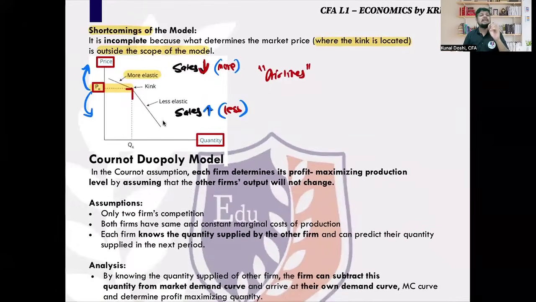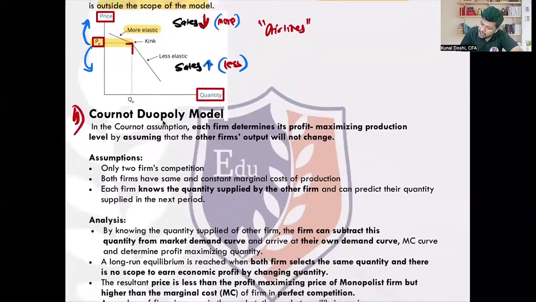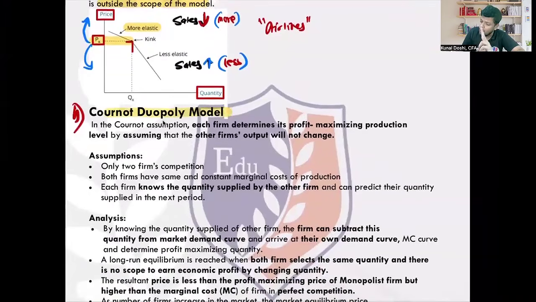Right? This is kinked. We are under oligopoly, kinked demand curve model or kink demand model, right? The most famous of all the oligopolies. Now, the second is Cournot duopoly. Duopoly basically means there are only two players, and they both make simultaneous decisions.